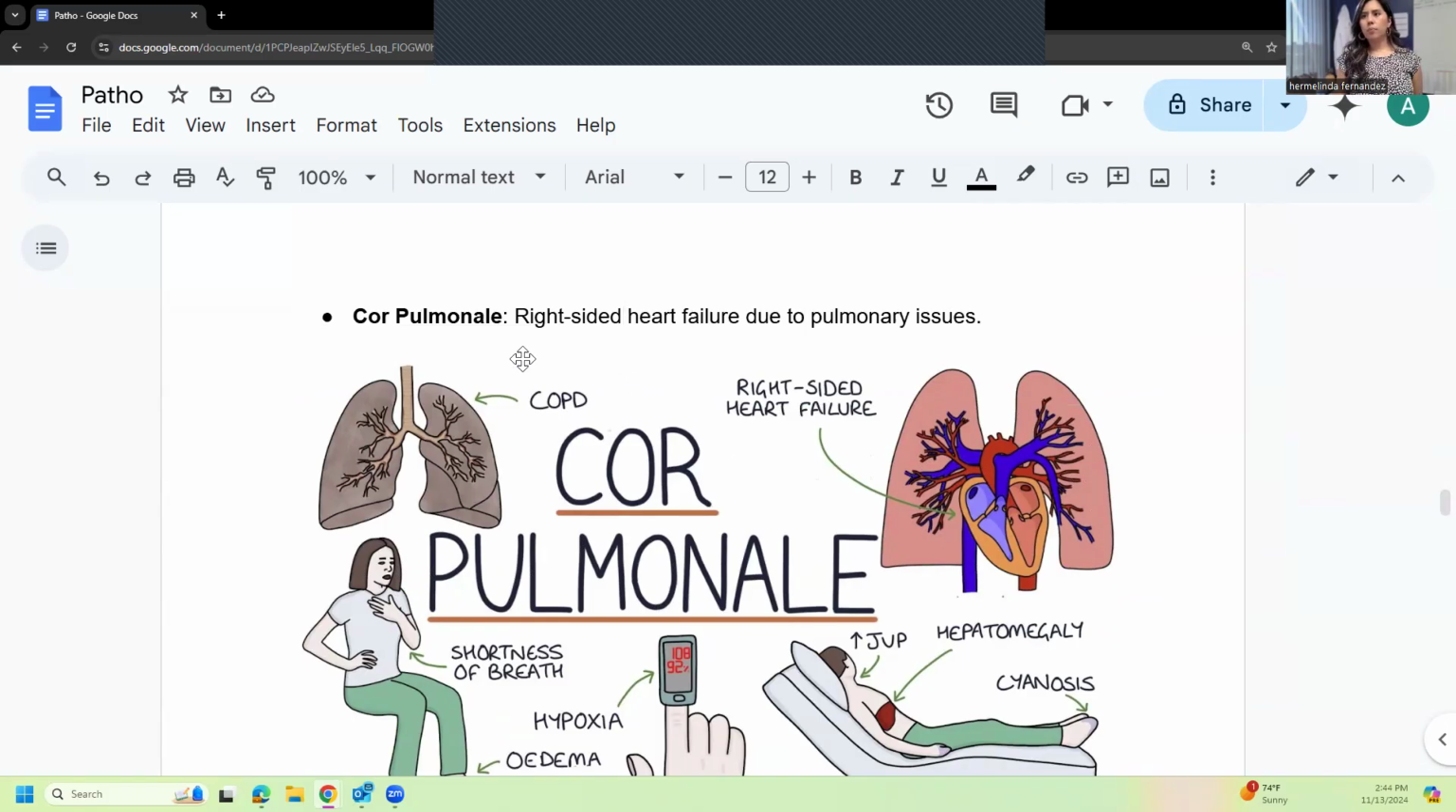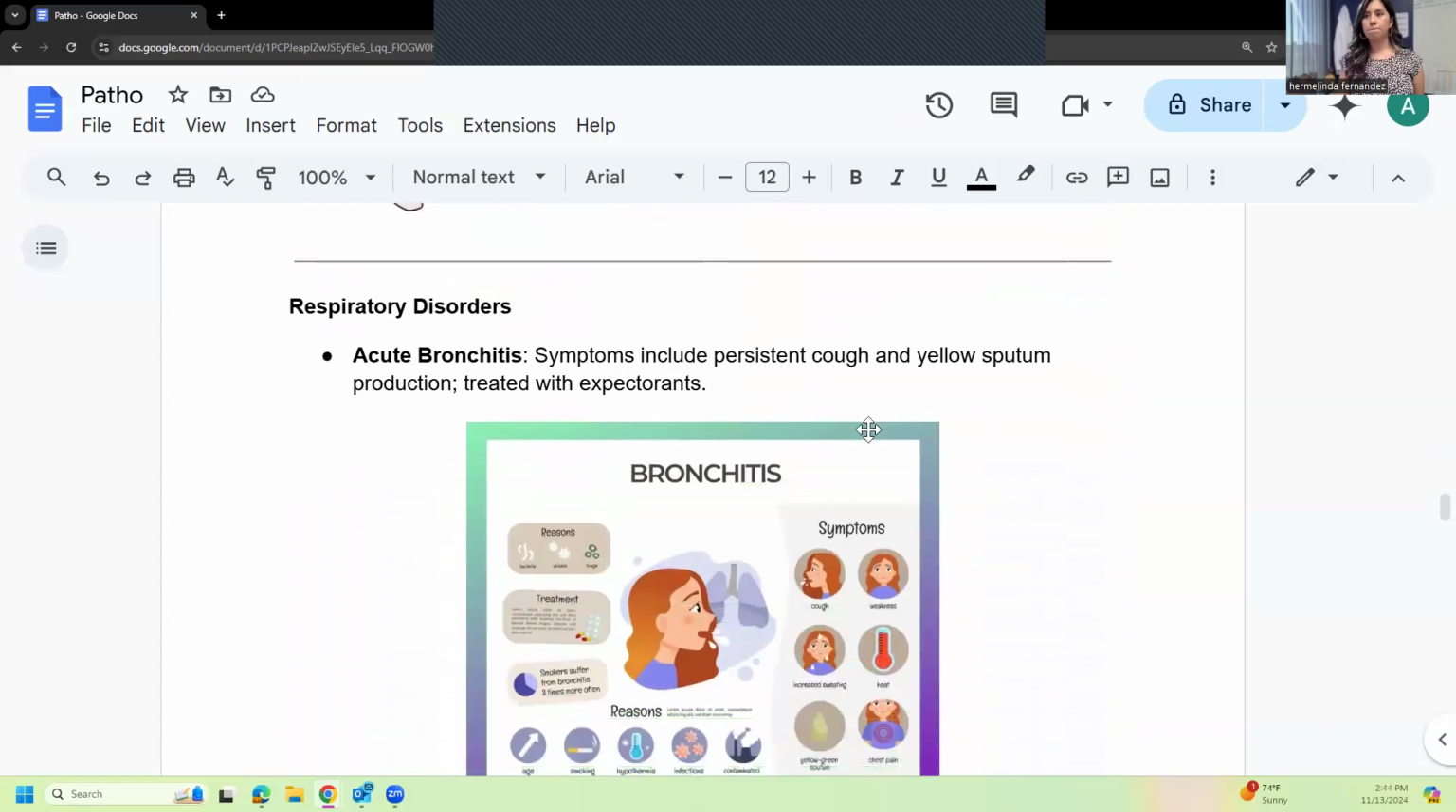Then we have cor pulmonale. This is right-sided heart failure. This is due to pulmonary issues as well. Okay. Then we have acute bronchitis. These symptoms include persistent cough and yellow sputum production, and they're usually treated with expectorants, okay?